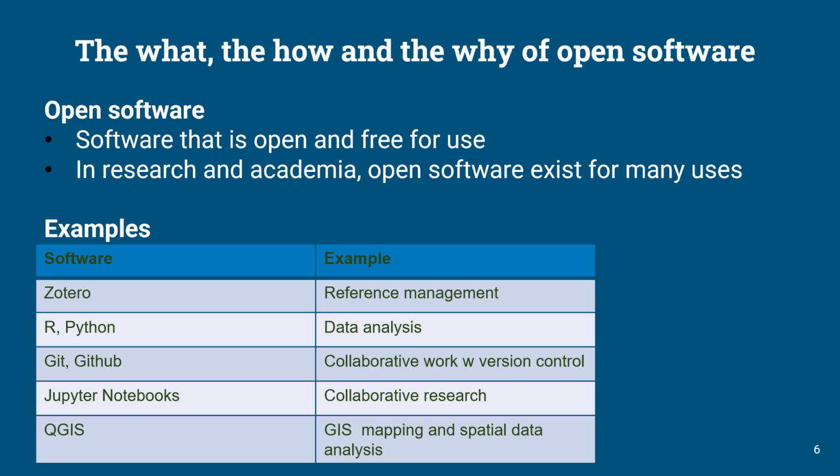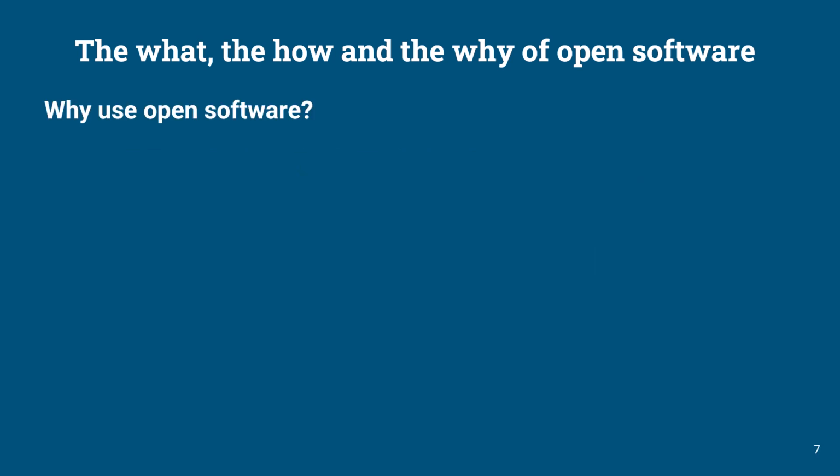Git and GitHub allow you to produce and share code with version control. Jupyter notebooks are especially useful for developing and writing methodology and sharing with other people or research groups. But also QGIS is used in geographical information system mapping and spatial data analysis. These are just examples. There are many open tools and software for research and academia.